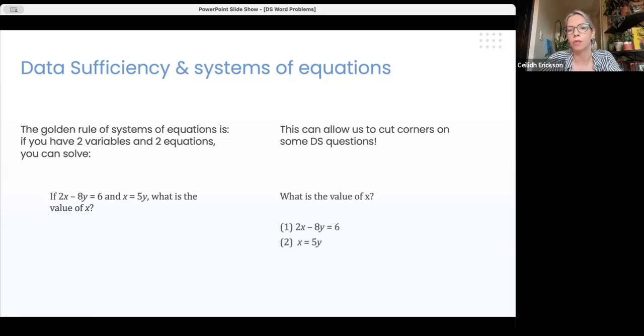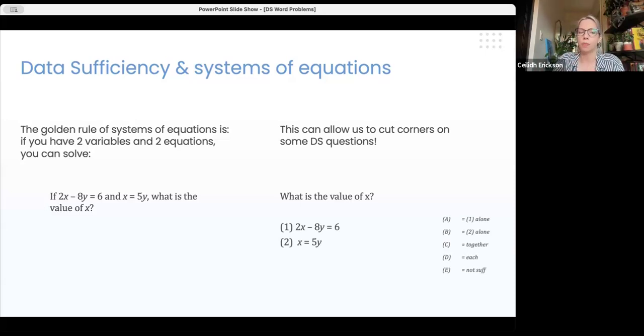So if we just take that and flip it around into a DS question, what is the value of x? Statement 1 gives us one equation. Statement 2 gives us another equation. Well, neither equation is going to do it by itself, right? But if we put the 2 equations together, we have enough. And the answer here would be C. So that's kind of the way that we can use data sufficiency to find some shortcuts here.